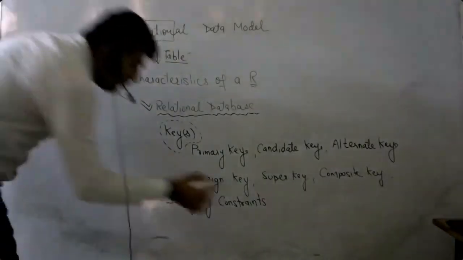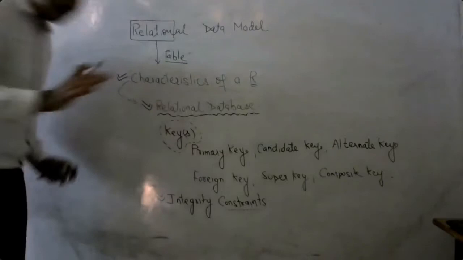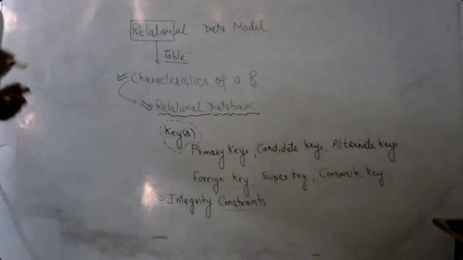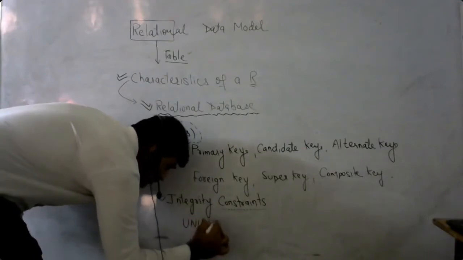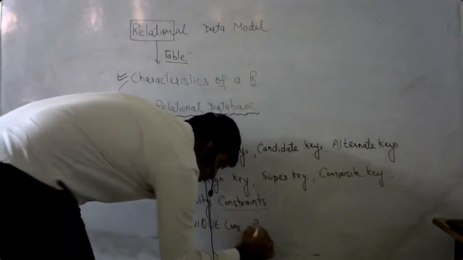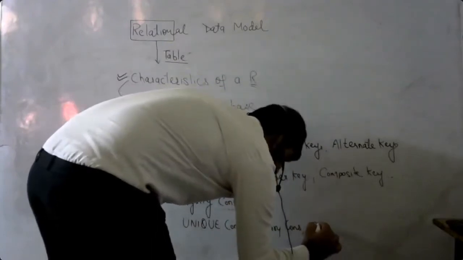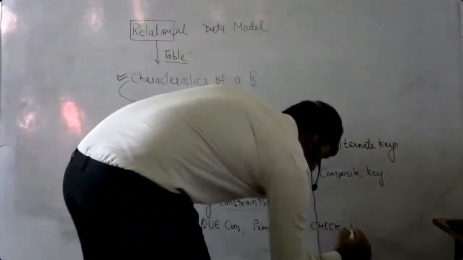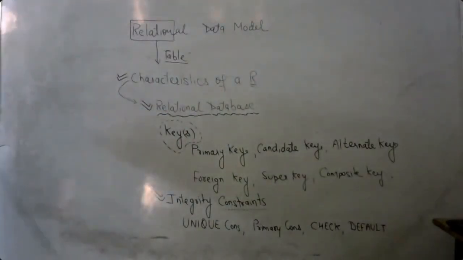So here, first we will cover what we mean by the term constraint, then we will talk about the integrity constraints, and the various integrity constraints which we will cover are unique constraint, then primary constraint, check constraint, then default, and the last one will be referential constraint.